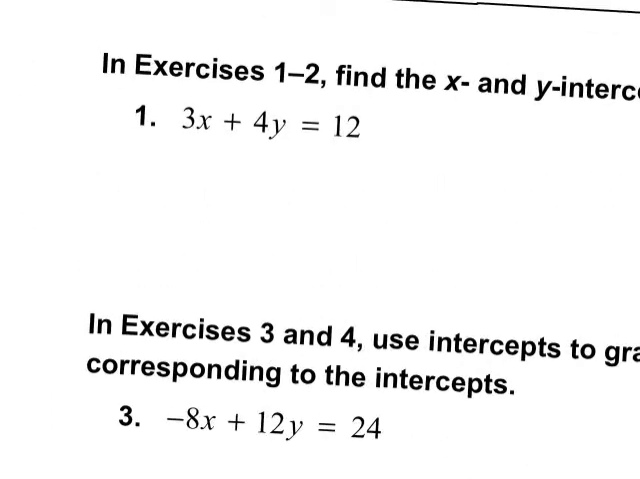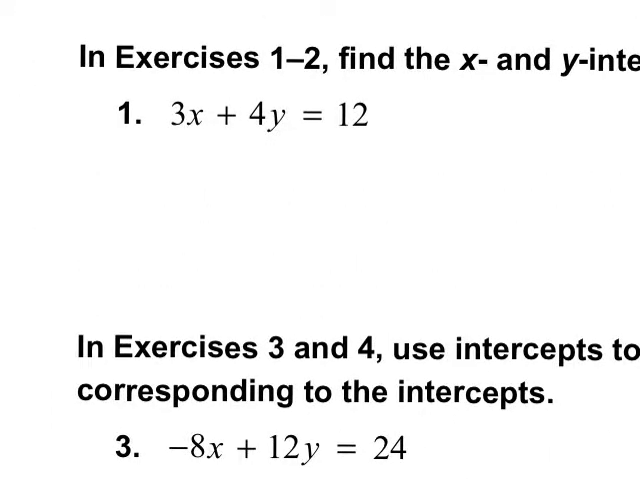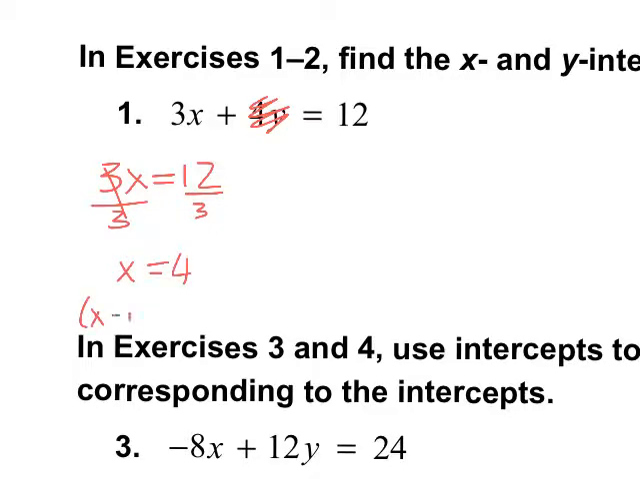In order to find the x-intercept, remember the x-intercept is where y is 0. So I would cover that up. I cover up my y term and I solve what's left. So I have 3x equals 12. Divide by 3, and x is 4. So this is my x-intercept. Sometimes you will see it written as an ordered pair, but sometimes not.